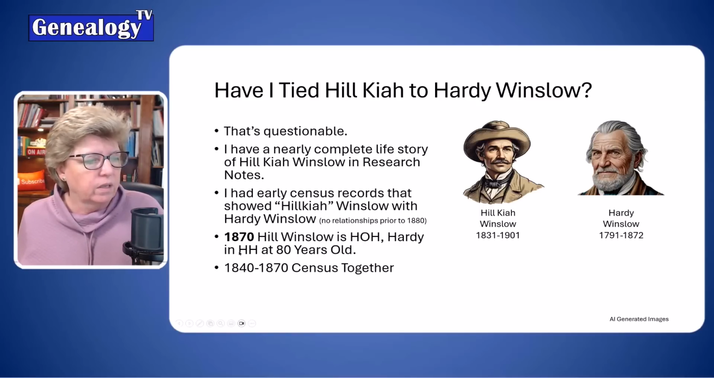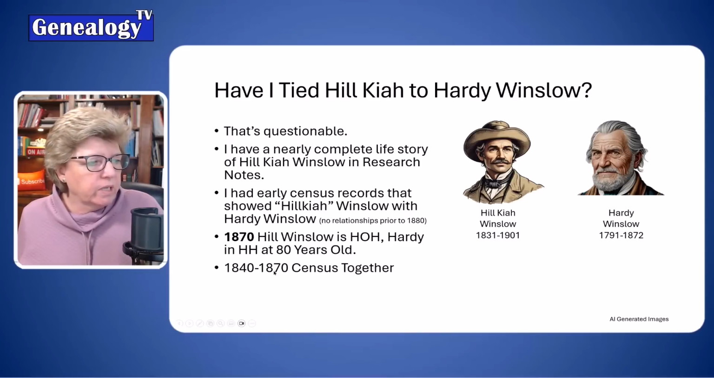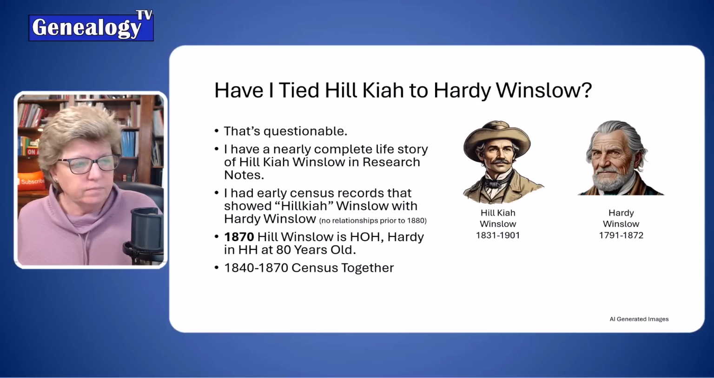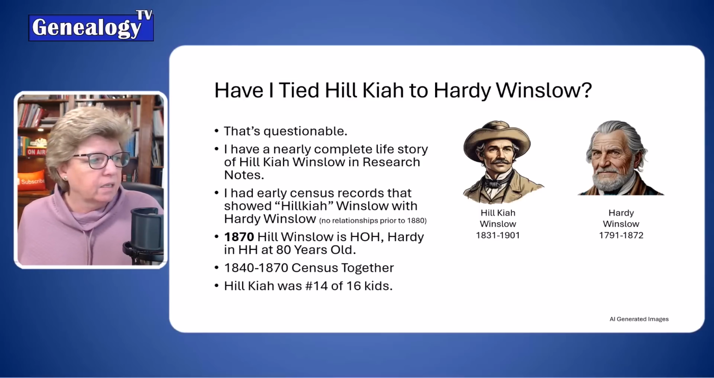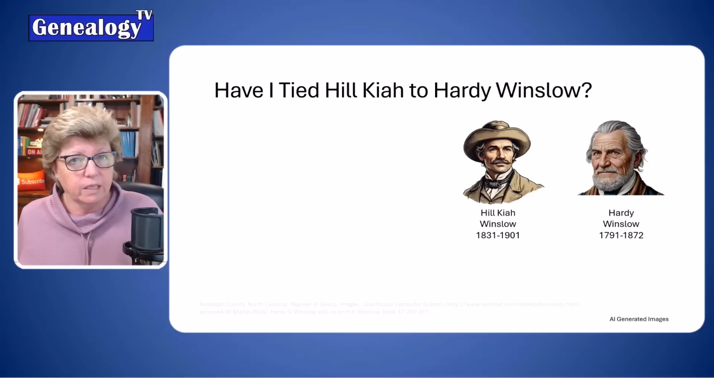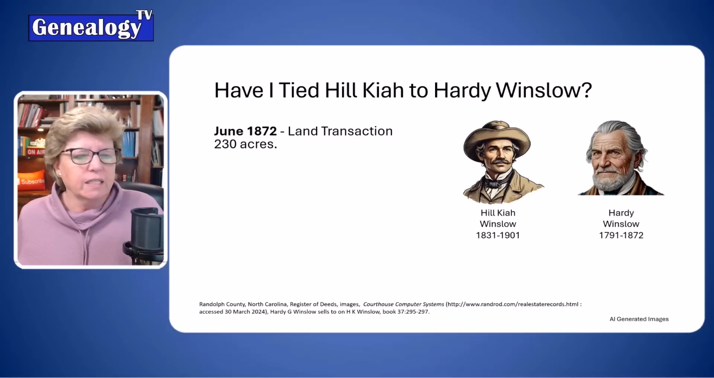So in 1870, Hill Kiah Winslow is the head of household. Hardy Winslow is in the household, but he's 80 years old. So I'm like, what's going on here? From 1840 through 1870, they're together in all of those census records, but the relationship is not noted. So Hardy Winslow could be an uncle for all I know. I really haven't proven anything yet. Just a note, Hill Kiah was number 14 of 16 children. Holy cow, the man was busy. Poor wife. So let's do a little more research.